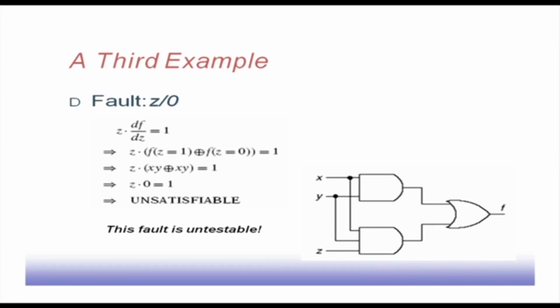So, as we have discussed previously, if we can detect all the untestable faults in the circuit, then we can remove them from our consideration in the test generation process. So, this is the theoretical way of finding a fault to be untestable.